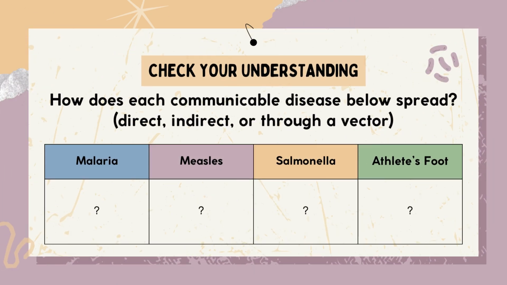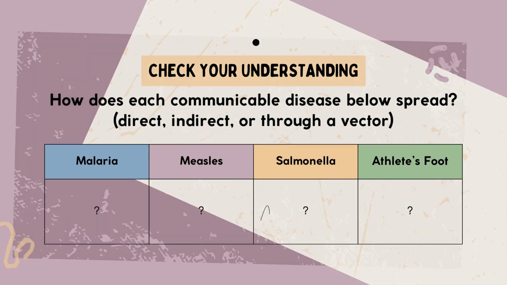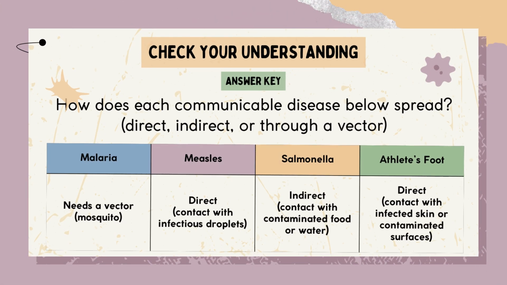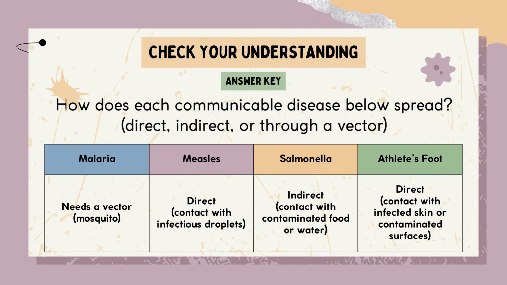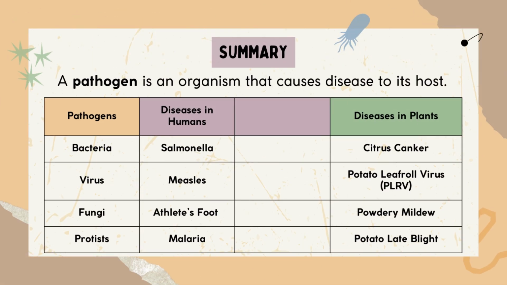All right, check your understanding. How does each communicable disease below spread? Here's the answer, guys. You can check your answer. Summary: a pathogen is an organism that causes disease to its host.